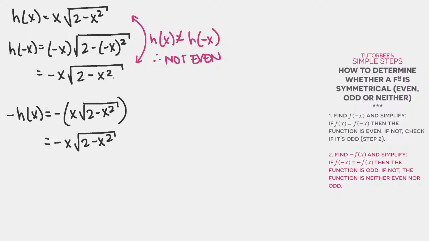And you can see that the h of negative x function and the negative h of x function, so these two, are the same. So h of negative x is equal to negative h of x. So, therefore, the function is odd.